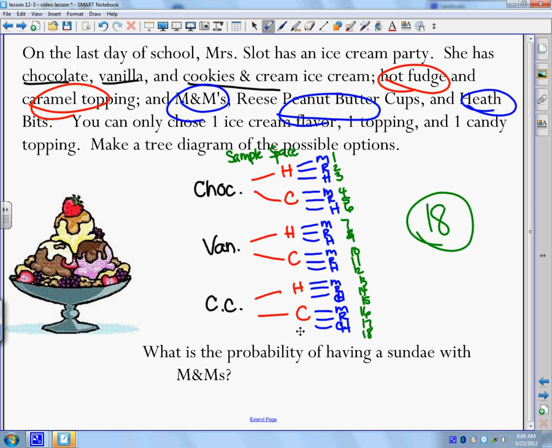So it says, what is the probability of having a sundae with M&Ms? So how I figure that out is I look for my M&Ms. There's 1, 2, 3, 4, 5, 6. So there are 6 out of 18, or 1/3 is my probability of having a sundae with M&Ms.